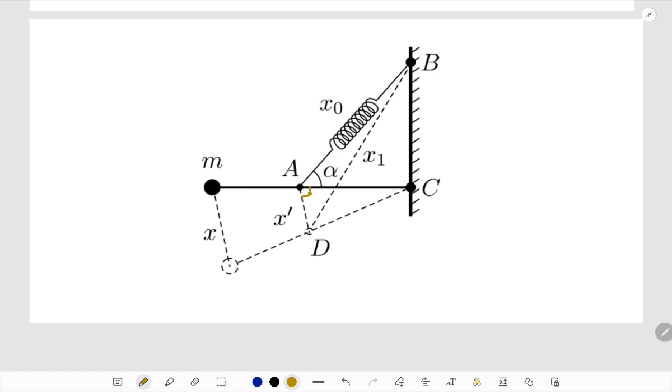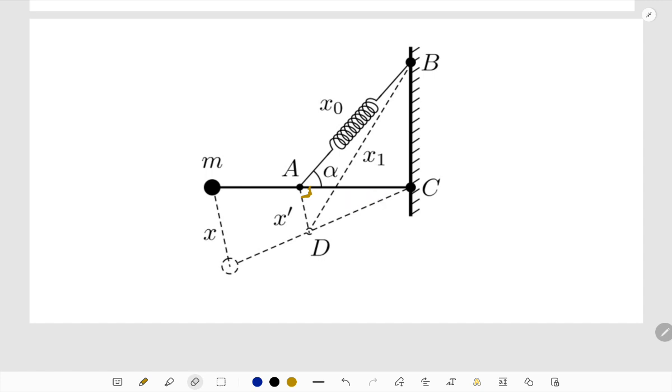Everything here is rotating in a circle, moving in a circle. And this is a very small angle. Call this d theta. That means x dash is very small, and so will be x. And then this angle will be 90 degrees, no problem at all.